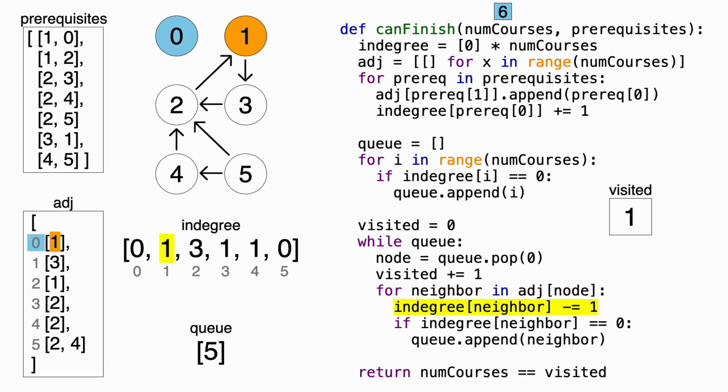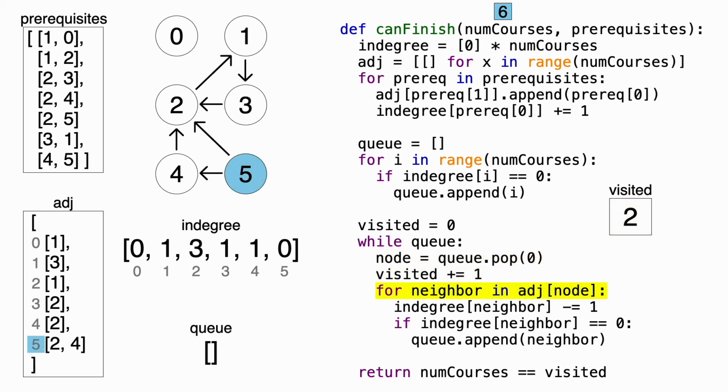The last thing to do is to check if the in-degree of the node we just decremented is 0, because if it is, we'll need to add it to the queue. Right now, the in-degree of node 1 is still 1, so we skip this if block and move on to the next node. The next node to visit is 5, and now we visited 2 nodes.